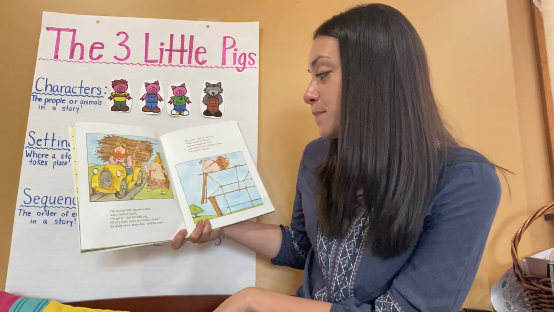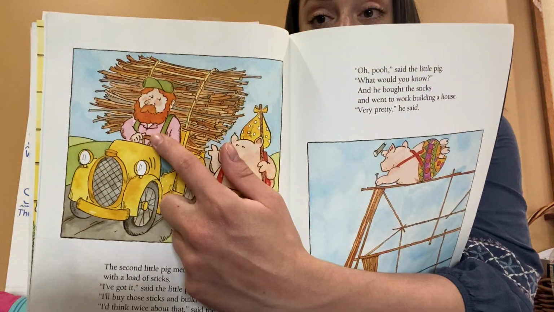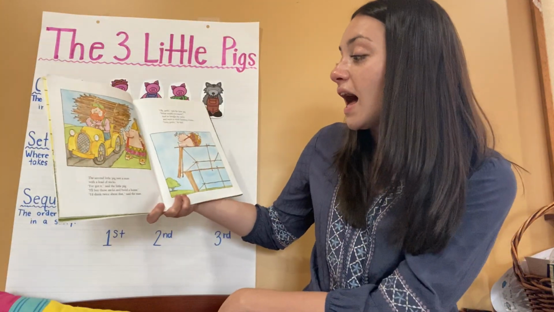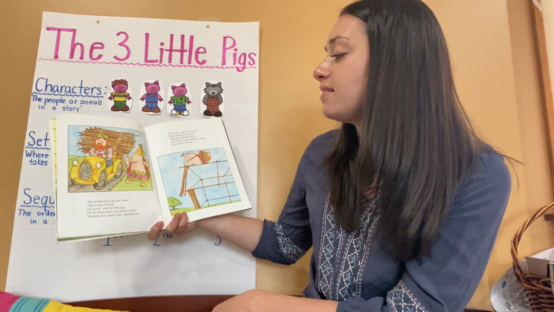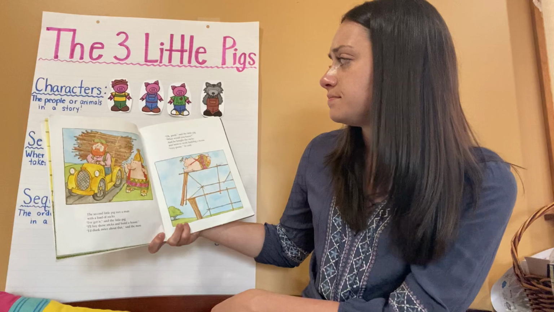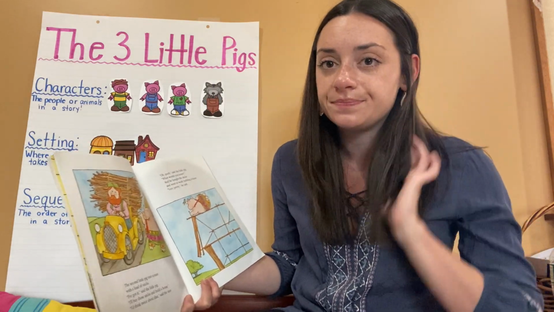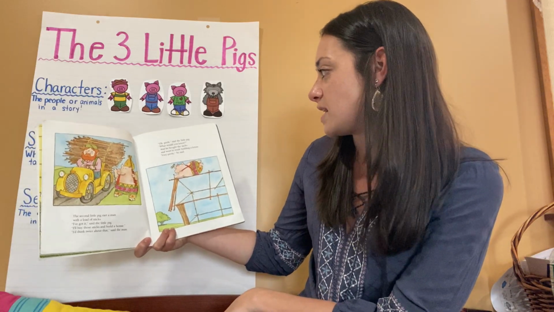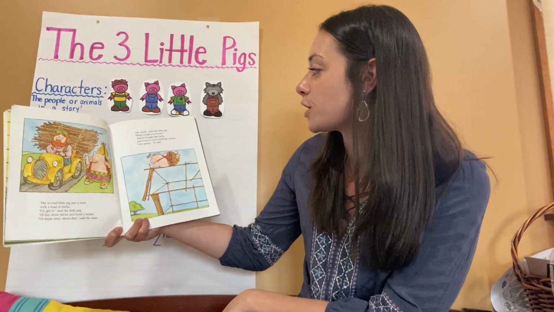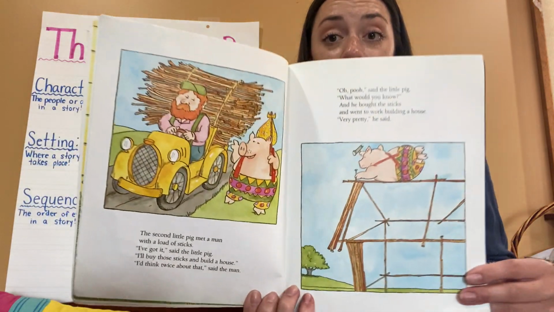The second little pig met a man with a load of sticks. So here's another new character. "I've got it," said the little pig. "I'll buy those sticks and build a house." "I'd think twice about that," said the man. Why do you think he would think twice? It means think again. "Oh, pooh," said the little pig. "What would you know?" And he bought the sticks and went to work building a house. "Very pretty," he said. What do we think is going to happen now?